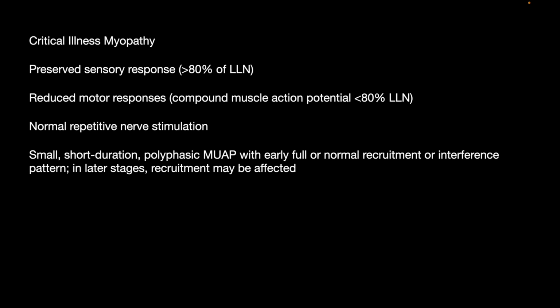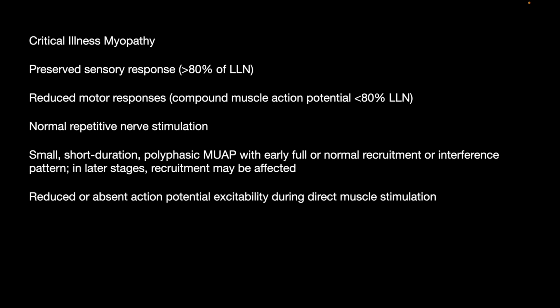The next is small short duration polyphasic motor unit action potentials. These findings in the EMG are typical of a myopathic process and indicate that the muscle fibers are not functioning normally. The reduction in and absent action potential excitability. The direct muscle stimulation resulting in diminished action potential is seen because of direct muscle pathology. The next is fibrillation potential. EMG findings of fibrillation suggest that the muscles are not functioning normally.